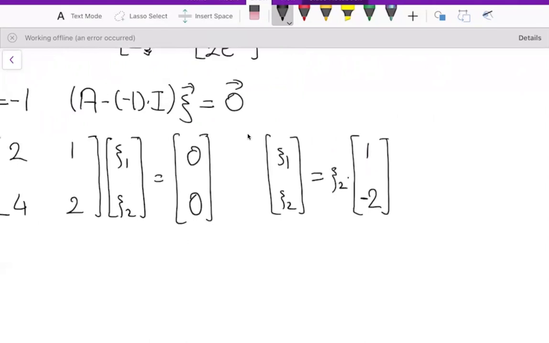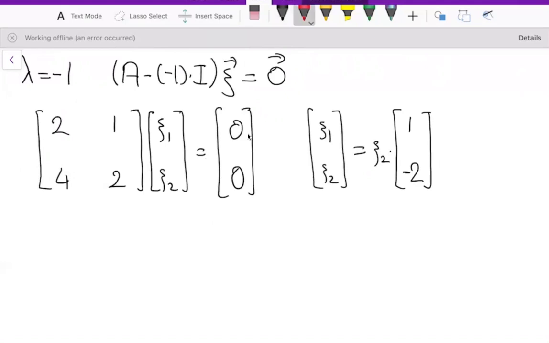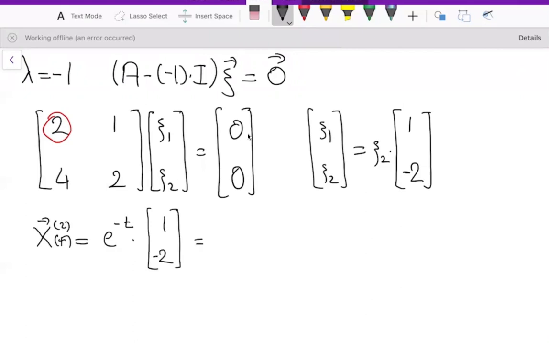So again, I can take any multiple of this. Here again, if you do the row reduction, your pivot is going to be 2 and your second variable is 3. So that's the reason we get this. As a result, now I can write my second solution. My second solution is going to be e to the -t, because my eigenvalue is -1, times this eigenvector, which is going to be 1, -2. So we get e to the -t, -2 times e to the -t.